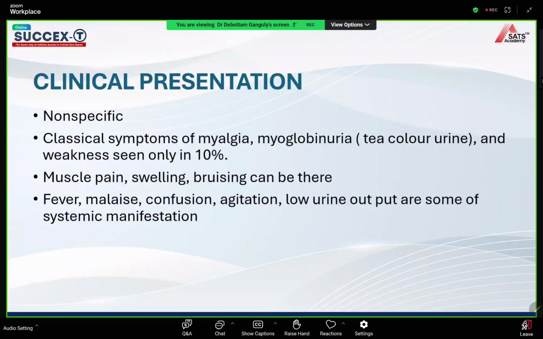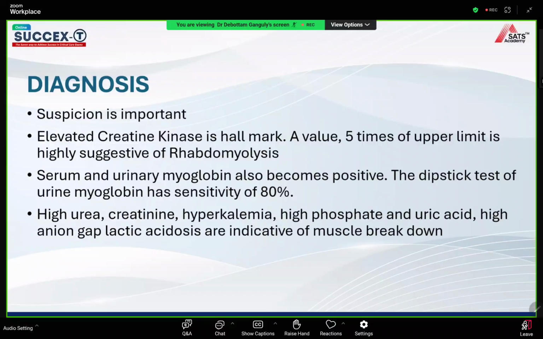Clinical presentation: the thing is that it is non-specific. The classical symptoms are myalgia, myoglobinuria, that is tea-colored urine, and weakness, seen only in 10%. Muscle pain, swelling, bruising can be there. Fever, malaise, confusion, agitation, low urine output are present in some as systemic presentation. So all of these are non-specific symptoms except myoglobinuria, the tea-colored urine. The rest can all mimic multiple diseases.